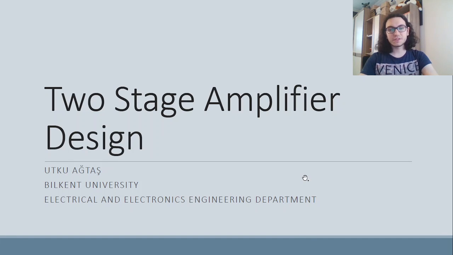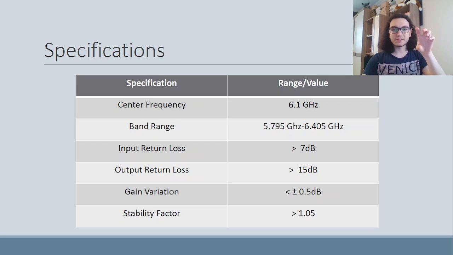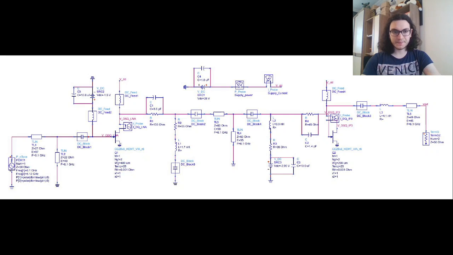Hello everyone, in this video I'm going to talk about my microwave electronics course project, which is designing a two-stage amplifier. The first stage has to be an LNA and the second stage has to be a high IP3 amplifier. These are the specifications. Our design has to meet all of these. In addition, our gain has to be as high as possible and our noise as small as possible. And this is our first schematic.